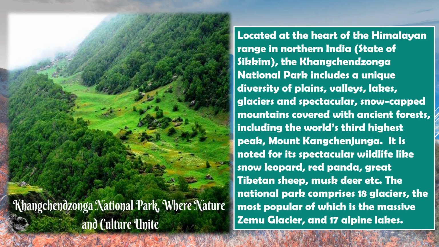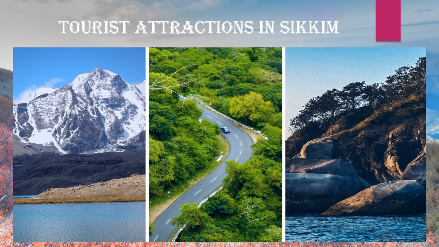The national park comprises 18 glaciers, the most popular of which is the massive Zemu Glacier, and 17 alpine lakes. Let us now visit some of the most beautiful tourist attractions of Sikkim.